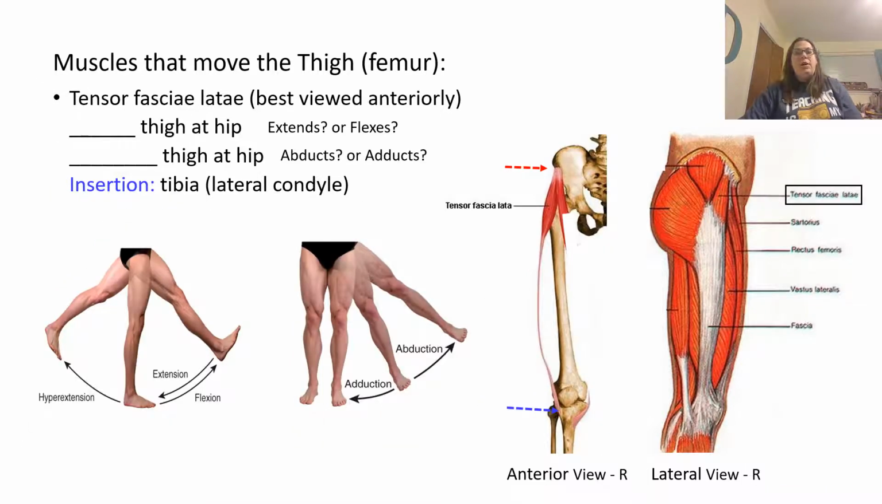So the tensor fascia latae is best viewed from the front side of the body. It's going to help flex the thigh at the hip, and it's also going to help abduct the thigh. Its insertion is down on the tibia on the lateral condyle. All right, and you can see it's a very thin muscle or a very small muscle, but has a long tendon that connects it down to the tibia. Okay, so you can see it better on the anterior side, the front side of the leg.